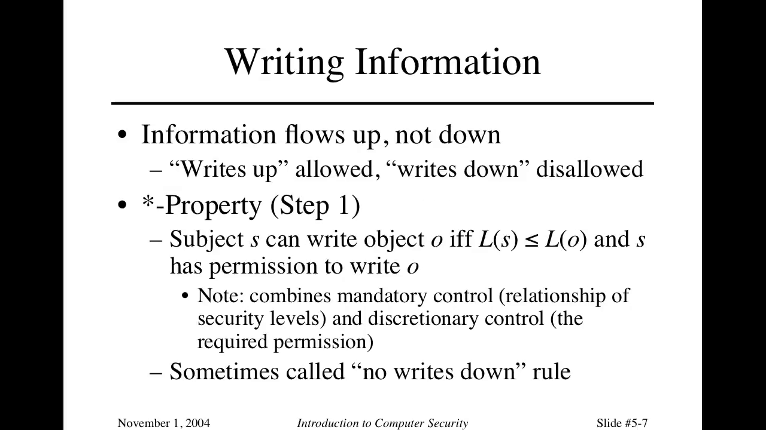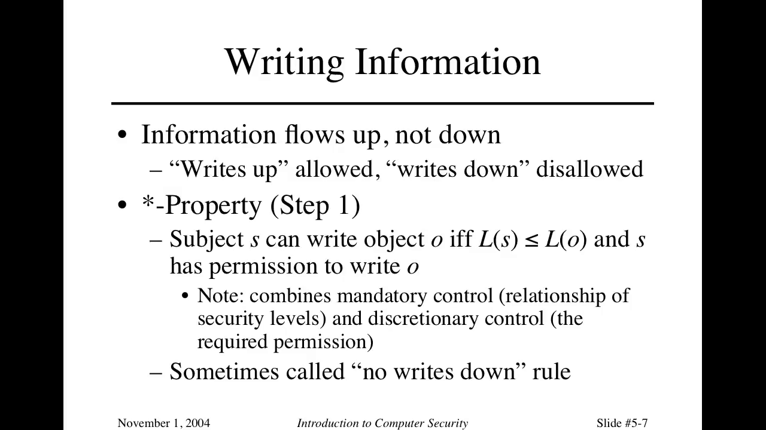Now let's look at writing information. In the previous step, we guaranteed that the information flows up, not down. Now we consider the write operation. We allow write up, but not write down. If we allow writes up, the information still flows up and doesn't flow down. That's because of the star property.